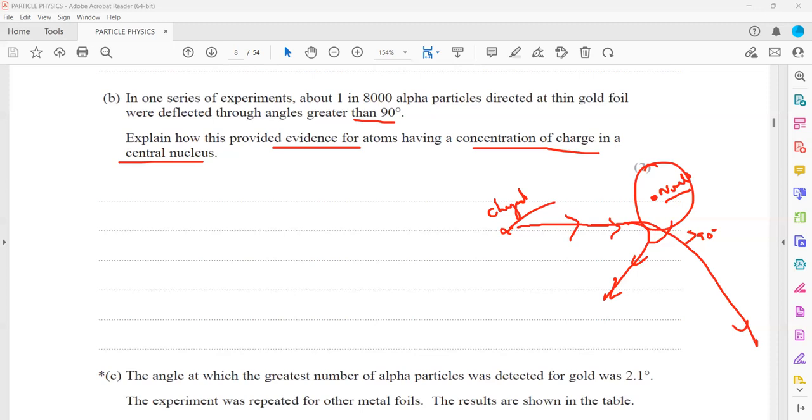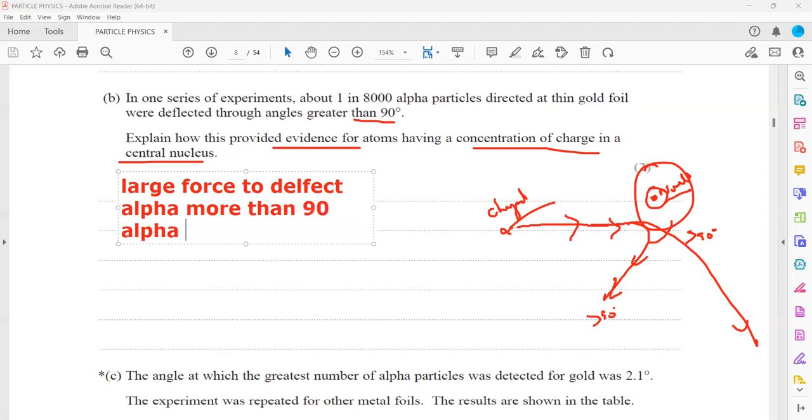So alpha particles need a very large electrostatic force to be deflected through an angle greater than 90 degrees. This shows that the nucleus must be charged, and the electrostatic force between the alpha particle and the nucleus causes this deviation of more than 90 degrees. So in your answer, you will mention that a large force is needed to deflect alpha particles by more than 90 degrees.